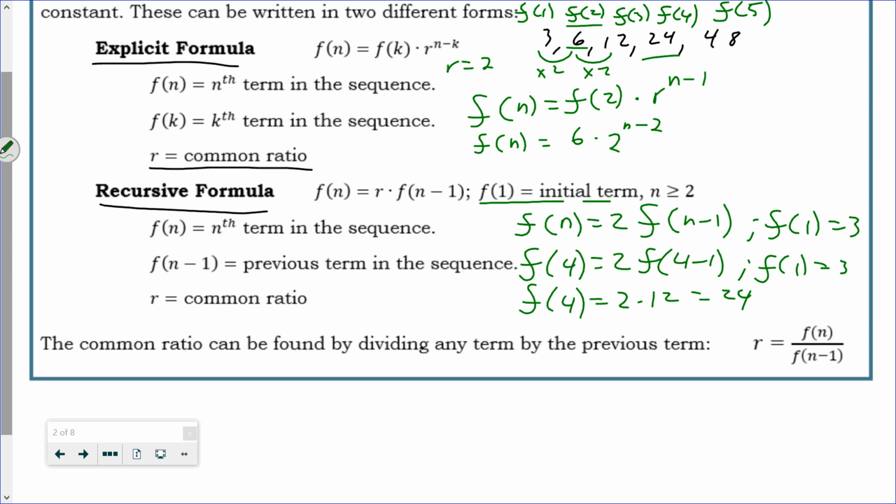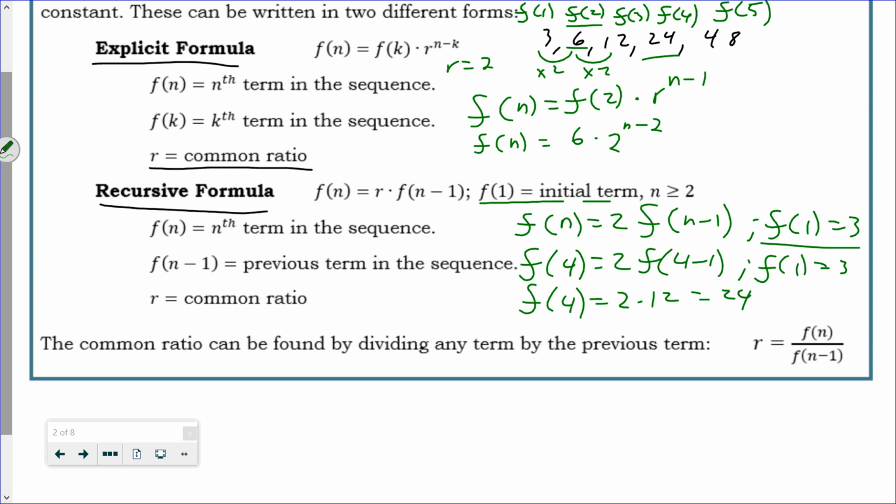Oh, this one right here? This one is saying given that f of 1 is 3. Because it's a recursive formula, which means it depends on what's happening before it, you need to know where it's starting from. To be able to have a recursive formula, you have to know where it's starting at. So we're starting at f of 1, which is 3. So this part right here, f of 1 equals 3, that's just saying, well, this is the formula, 2 times f of n minus 1, but the first term is 3. That's all it's saying.